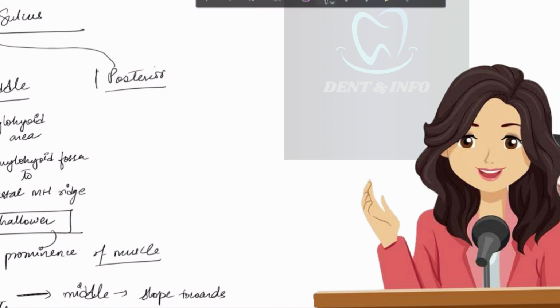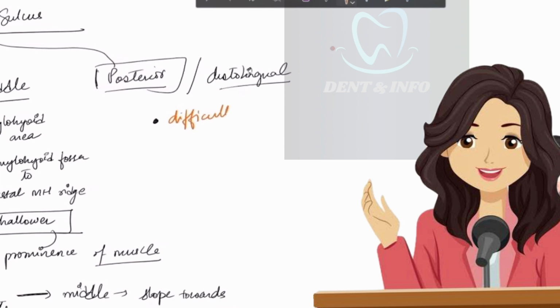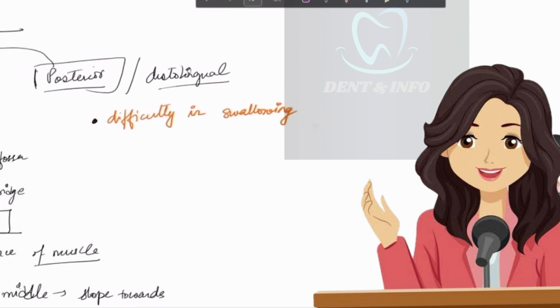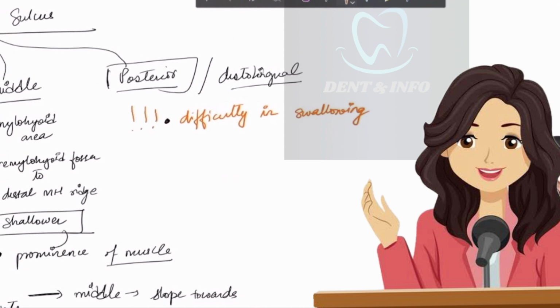And coming to the distal or the distolingual, posterior part, also called the distolingual part. Any overextension, I'm just straightforwardly giving you one question here, which comes very commonly. Any overextension here will do what? What is the alarming point here? Think over it, what will happen? Difficulty in swallowing. Any overextension in the distolingual area is very alarming. It leads to difficulty in swallowing.